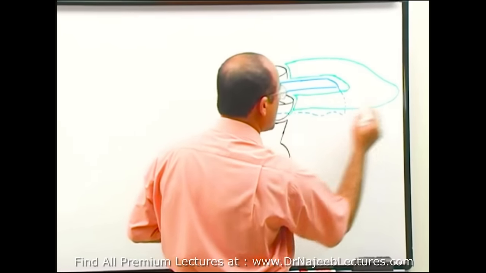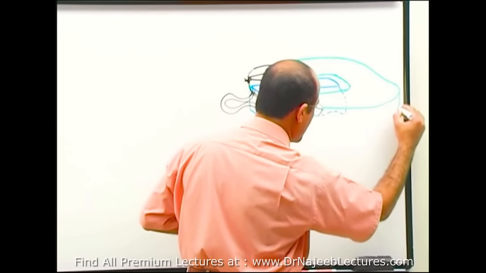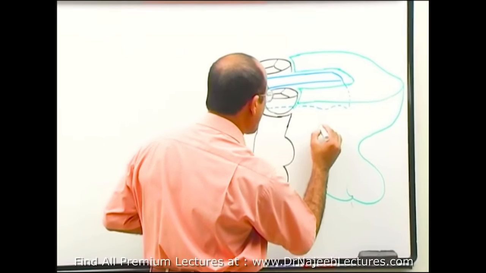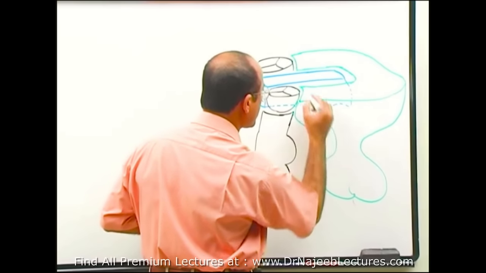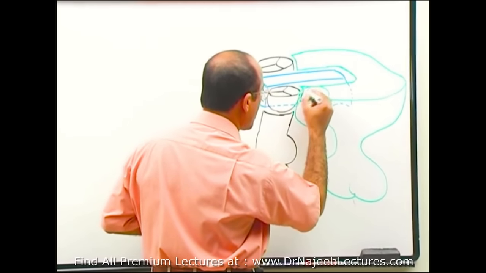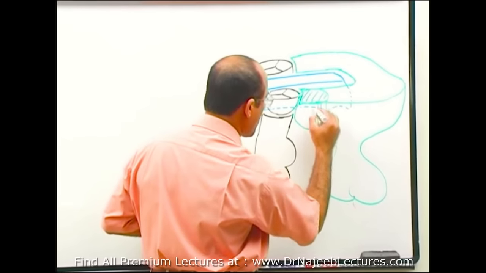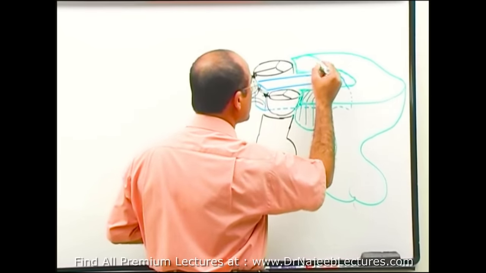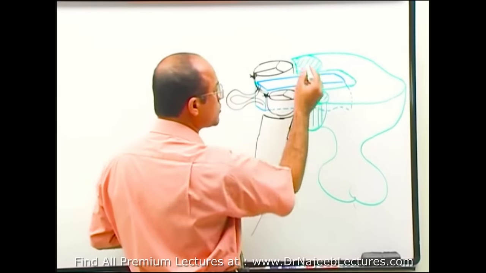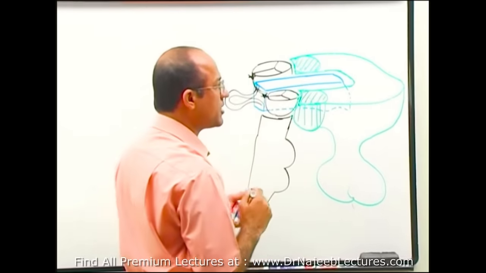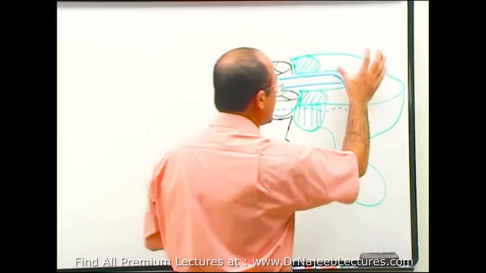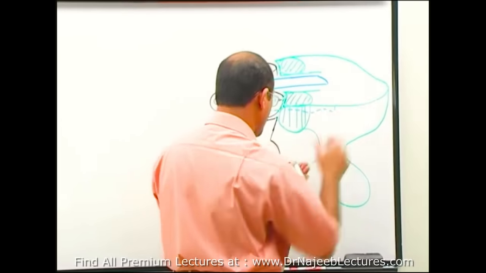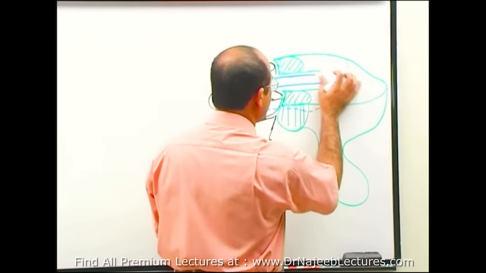Now, from here, what are these two? Mammillary bodies, right? And actually the third ventricle extends even much farther, much anteriorly.